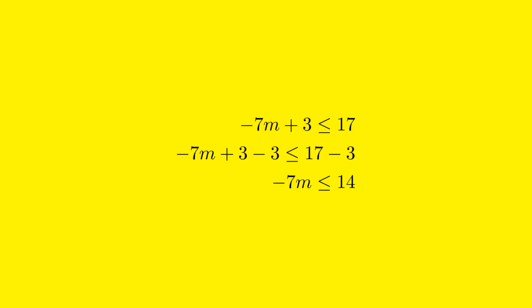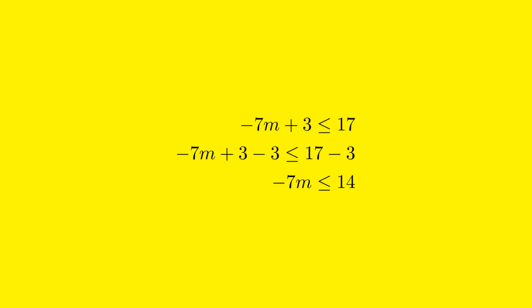Original inequality, -7m plus 3 less than or equal to 17. Subtract 3 from both sides of the inequality. -7m plus 3 minus 3 less than or equal to 17 minus 3. Now simplify both sides of the inequality. The 3 and -3 on the left side cancel each other out, leaving us with -7m less than or equal to 17 minus 3. Then simplify the right side. 17 minus 3 equals 14. So the inequality is now -7m less than or equal to 14.